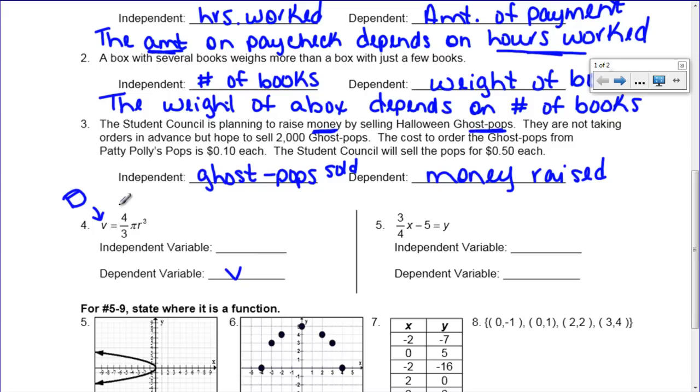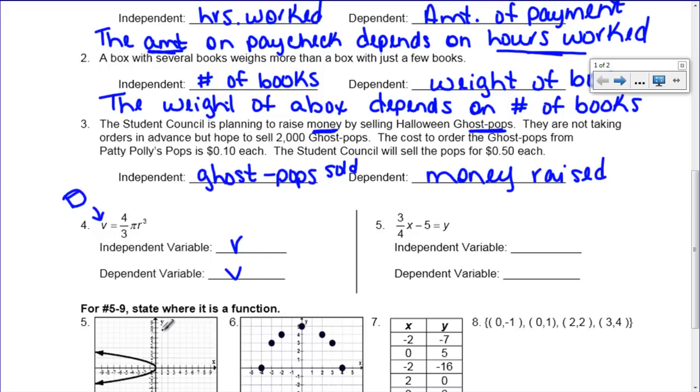And the independent variable up here, now it looks like I've got two variables, this pi and this r cubed, but pi is not a variable. Y'all all know that there's a number associated with it. It's 3.14, and there's a whole lot that comes after that, but there's a number that goes with pi. We just use a symbol to represent it. R cubed, the cubed's not part of the variable, just the r, so the independent variable would be the r.